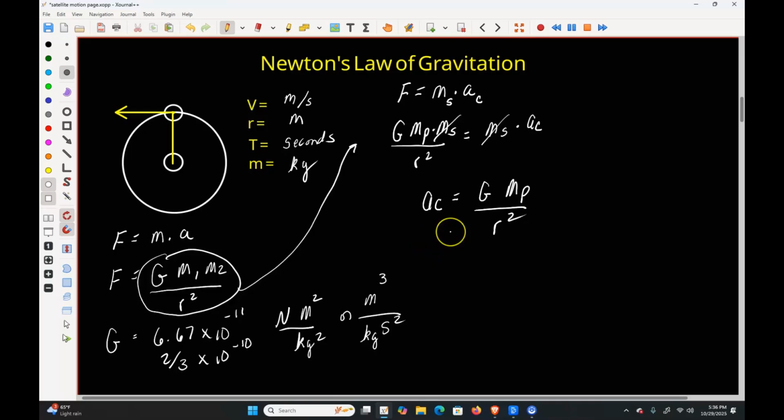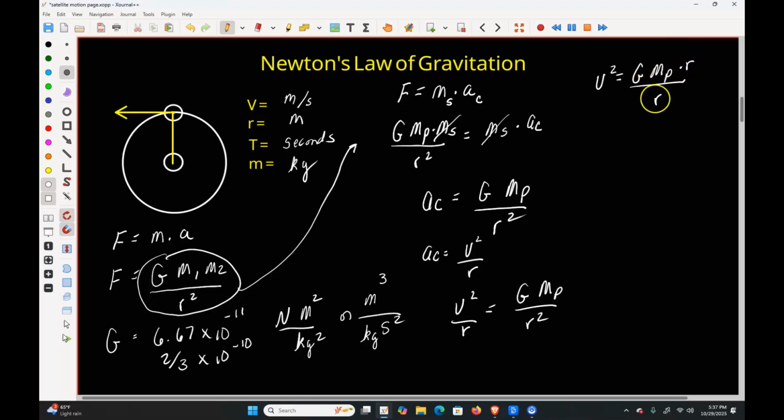Okay, from circular motion, you should have learned that centripetal acceleration is equal to velocity squared divided by the radius. So let's substitute there. Velocity squared over radius is equal to G mass of the planet over r squared. So I can say then that velocity squared, if I cross multiply, will be G mass of the planet times r divided by r squared. So r cancels the square.